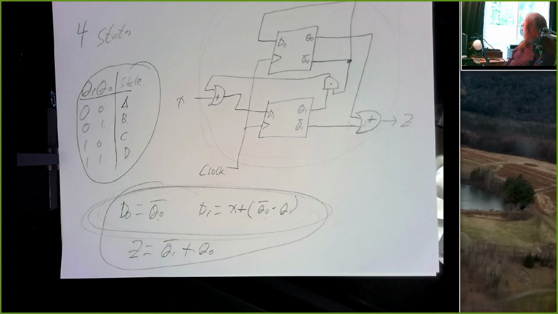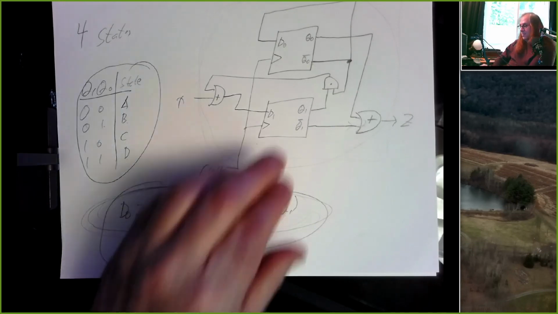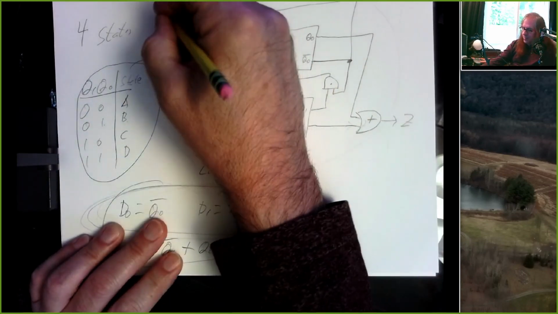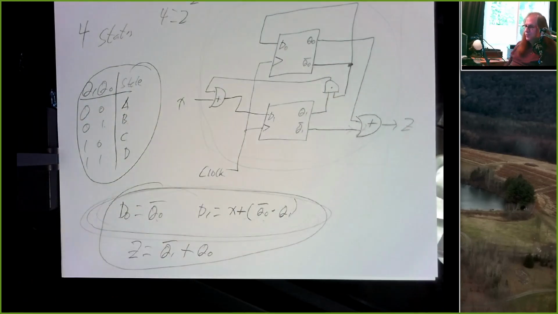Do you have a question? Go for it. Close on time. Yeah, go for it. So we have four states because we have four outputs coming out of the boxes. No. But we have four states because we have two flip-flops. And with two flip-flops, you have 2 to the 2 possible combinations. Oh, okay. If we had 3 flip-flops, we'd have 2 to the 3rd, which is 8 possible combinations. That's actually where I was going with it. Okay, perfect, cool.